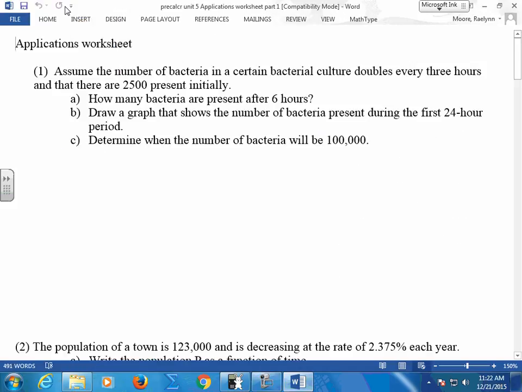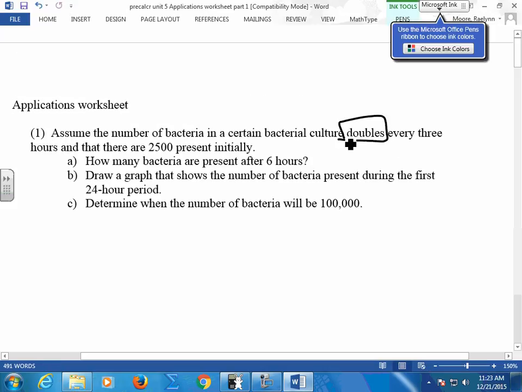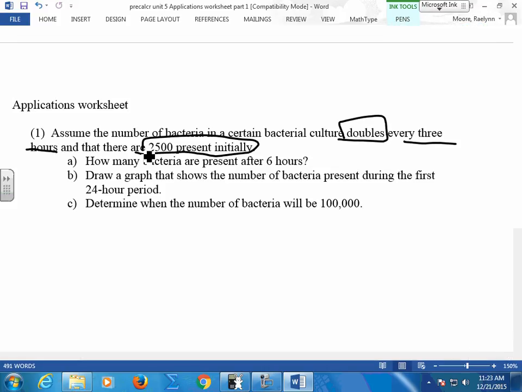Okay, assume the number of bacteria in a certain bacterial culture doubles every 3 hours. Underline the things that are important. They double every 3 hours, and initially there are 2,500 units of bacteria present. How many bacteria are present after 6 hours? And then we're going to graph this, and we're going to see when your bacteria hits 10,000.